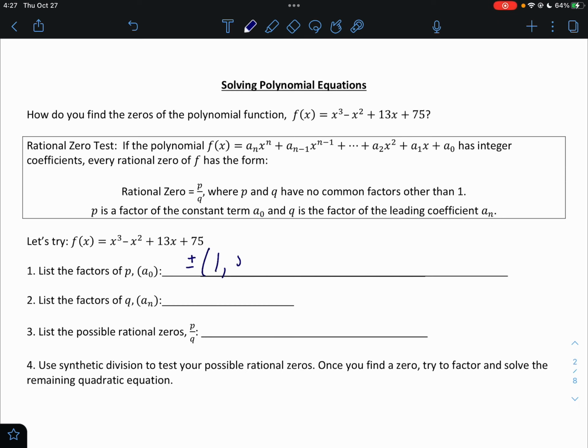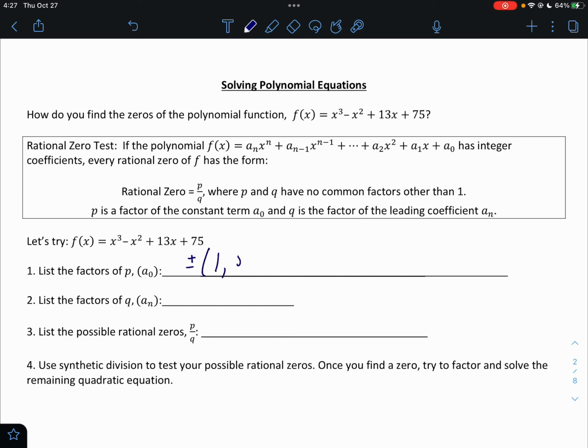So let's actually go back here. I missed a couple. 3, 25, and 75. There's all of our possibilities. Any number that goes into 75 evenly. Then we'll list the factors of q, which is the leading coefficient. Well, the leading coefficient is 1, so the only factor of 1 is plus or minus 1.